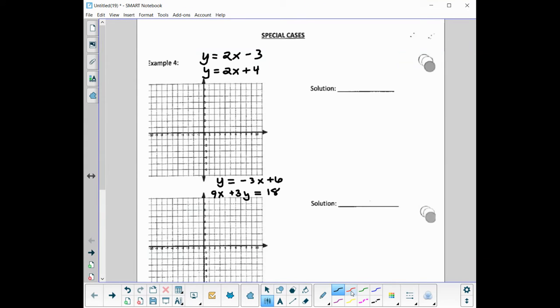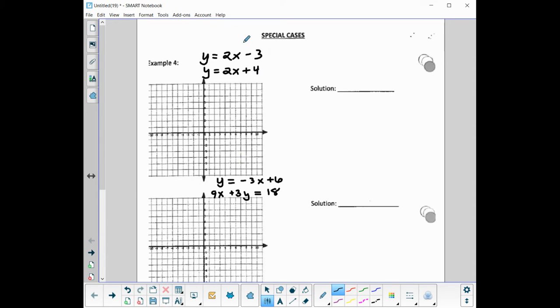All right, so just like when we were solving equations, we are going to have a few special cases when we're solving systems of equations. So this is page 15 of your purple packet, and we're going to cover two special types of linear systems. So remember, in order to solve a system of equations, both equations need to be in slope-intercept form.